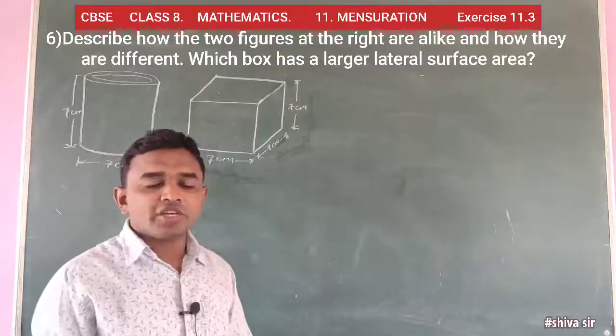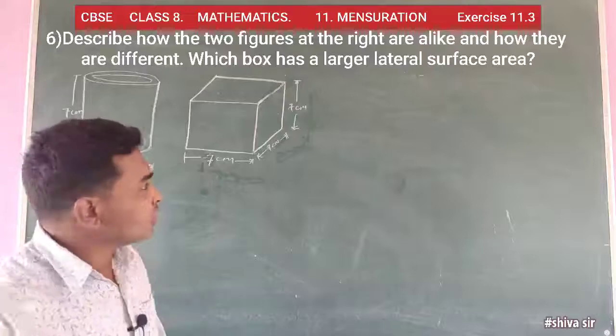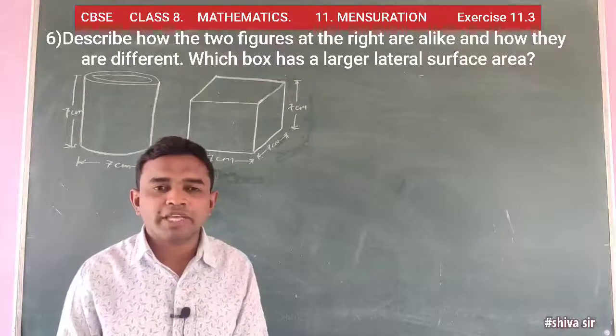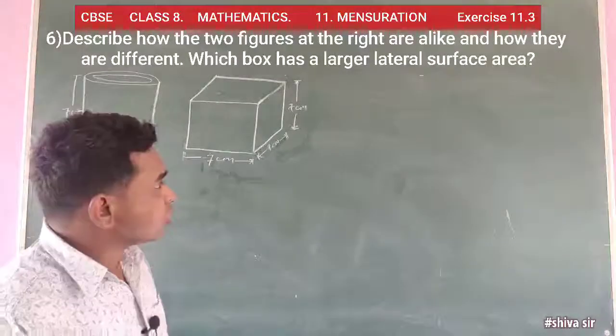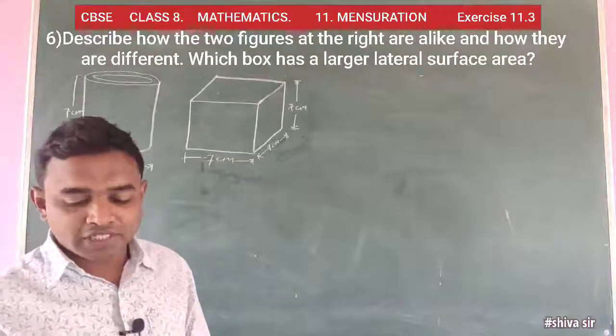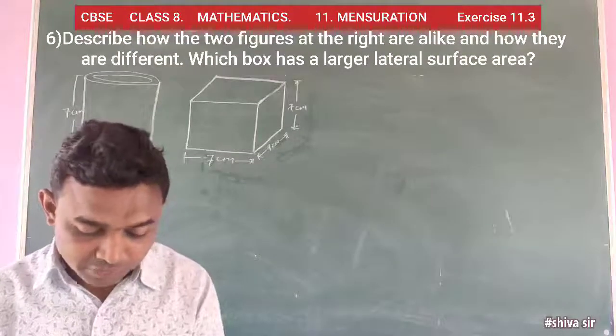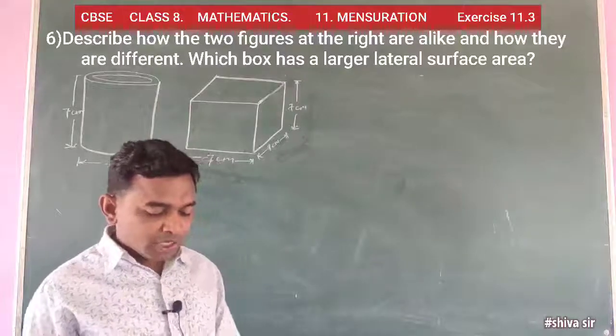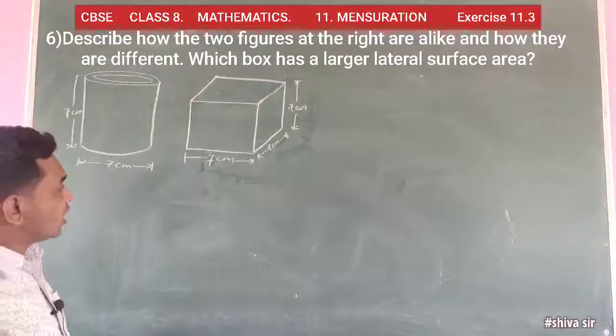Our starting portion is exercise 11.3. Now we are taking the remaining examples of exercise 11.3. So today's example is example number 6. What is example number 6? Describe how the two figures below are alike and how they are different.